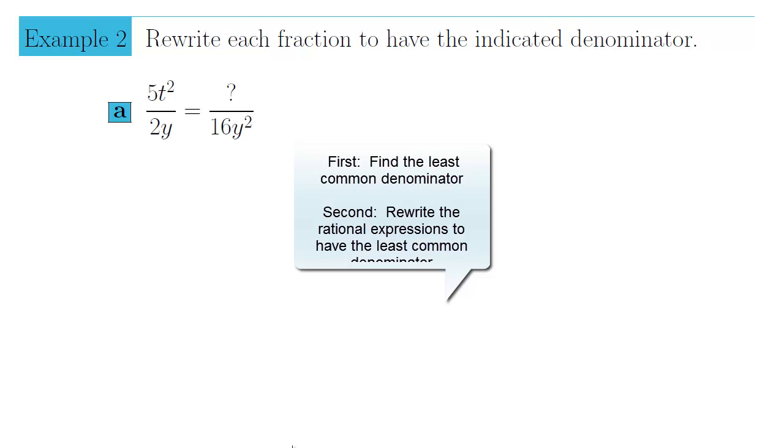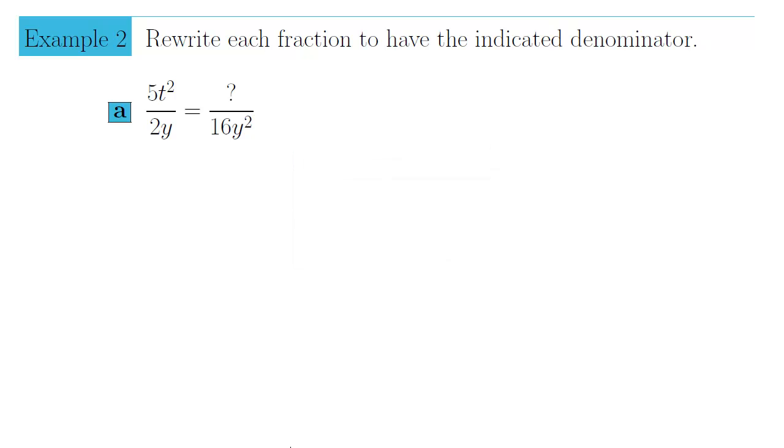So let's take a look at example 2a. Rewrite the fraction to have the indicated denominator. 5t squared over 2y equals what over 16y squared? Our job is to figure out what goes in place of the question mark. So let's start. I'm going to rewrite my problem, 5t squared all over 2y, and we want that to equal something on top of 16y squared.